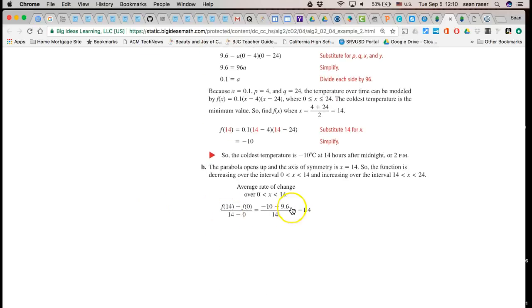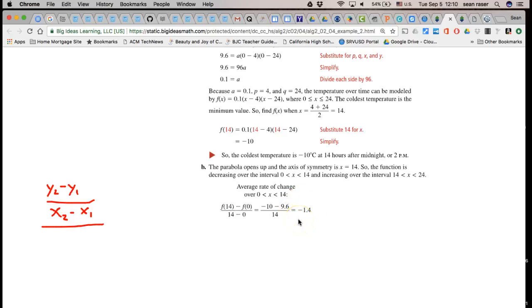We're just finding the slope between those 2 points. So remember, our slope formula is y2 minus y1 over x2 minus x1. So what we're doing, again, is we're taking the 2 points that are at the end of our intervals and we're finding the slope between those 2 points. In this case, we get that our average rate of change is negative 1.4.